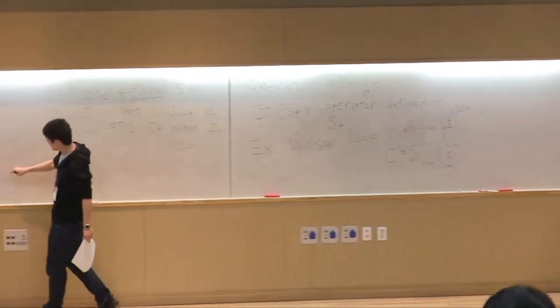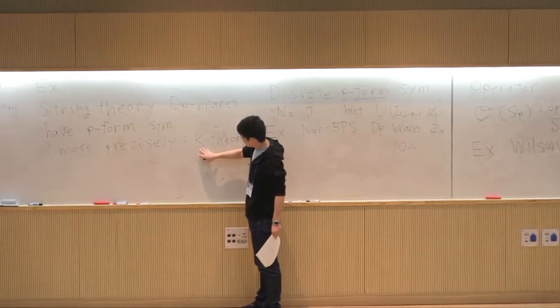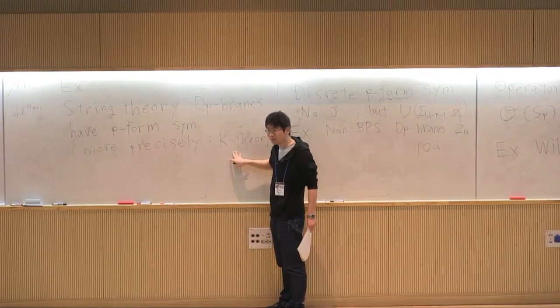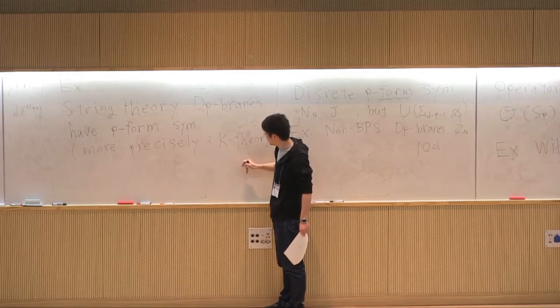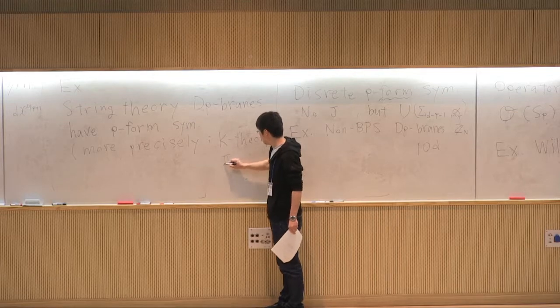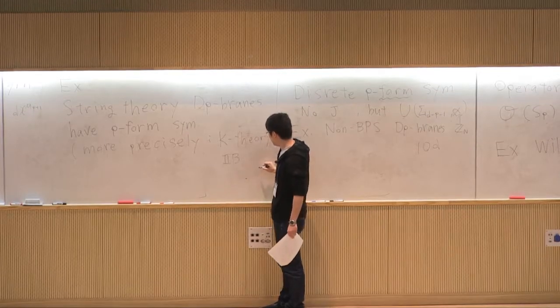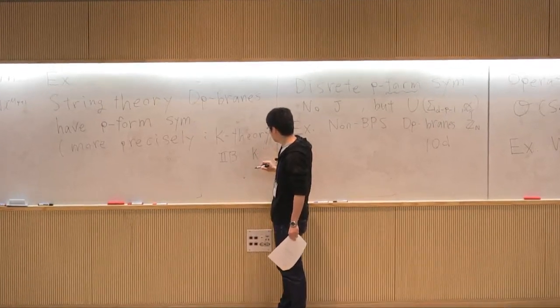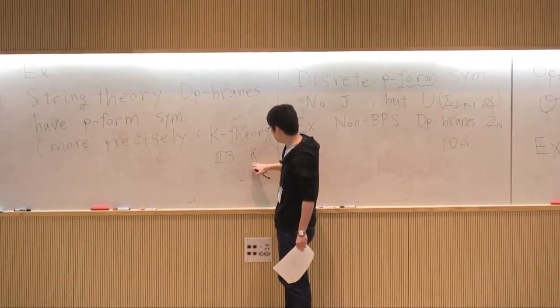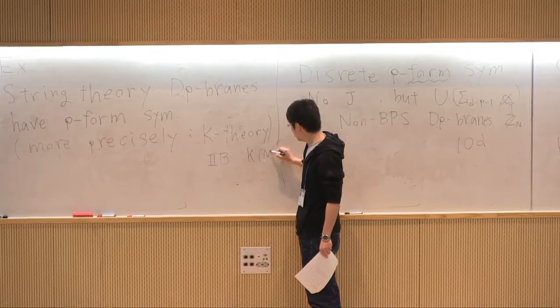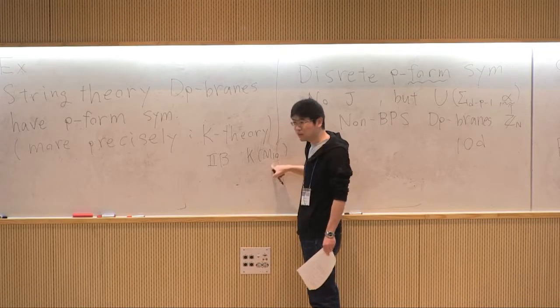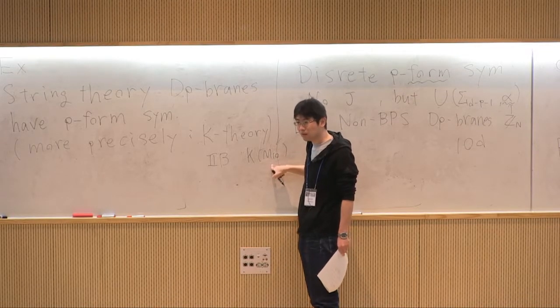So most precisely, this is described by K theory. So the more precise statement is, I quote, type 2B has some symmetries whose charges are described by K theory of 10-dimensional space-time. So this is the statement.